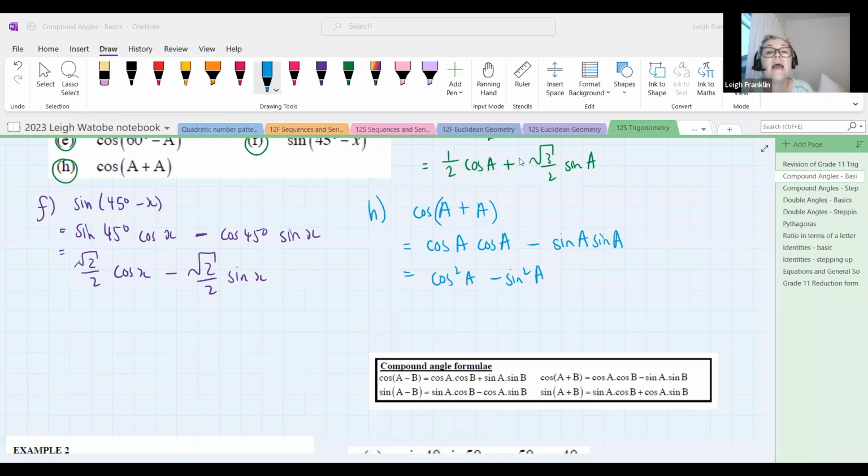Could we say Fazila? Yes, I suppose we could. I mean, in fact, up here, when we started off, we could say that cos A plus A is equal to cos 2A. All right, so that's why we do compound angles first and double angles second, because double angles actually come from compound angles. Okay, that's where they are derived from. Any other questions before we move on?